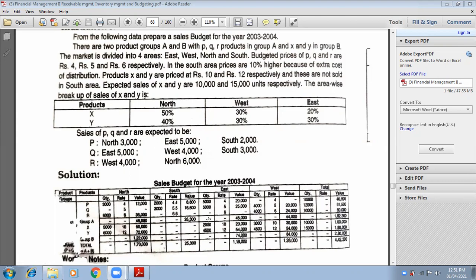Okay. Now calculate the total of R. 6,000 plus 4,000. Only 2 units are there. So what will be the total quantity? 10,000. Very good. And what about amounts? 36,000 in the north and in the west it is 24,000. 60,000. Very good.